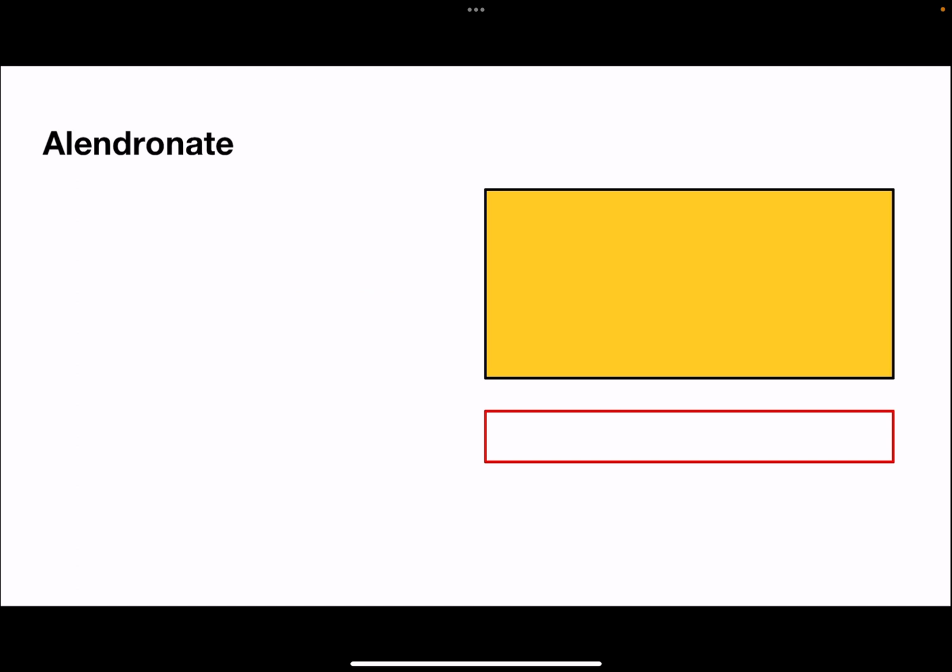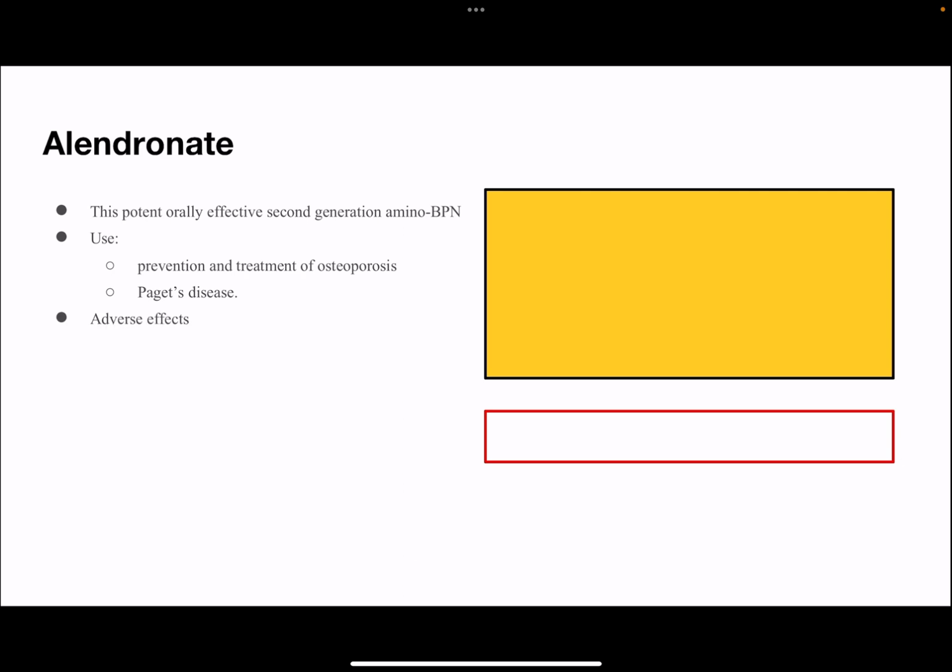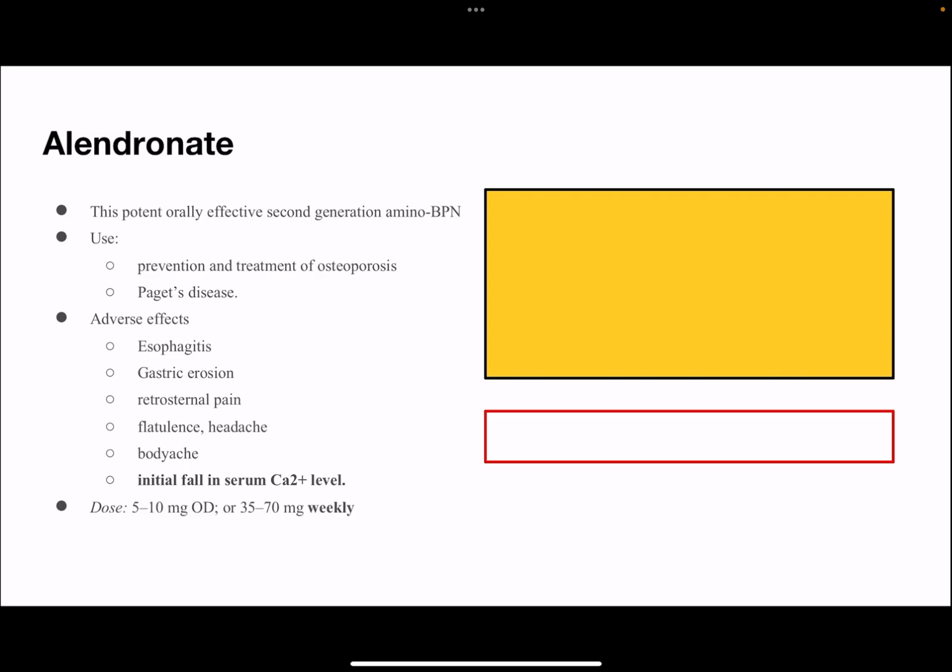Coming to alendronate, which is again a second generation bisphosphonate, very potent. It is given orally. It is used for prevention and treatment of osteoporosis in both males and females, Paget's disease, etc. Since it is given through the oral route, adverse effects include esophagitis, gastric erosion, retrosternal pain, flatulence, headache, body ache, and initially there can be a reduction in calcium levels. It is mainly given weekly.